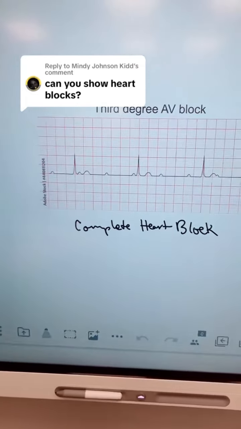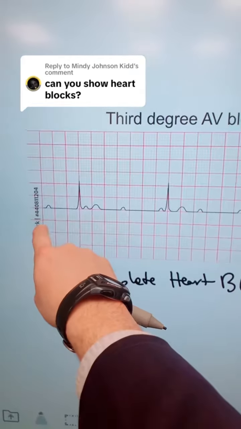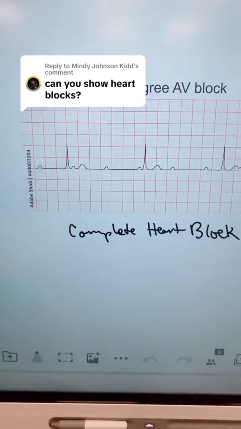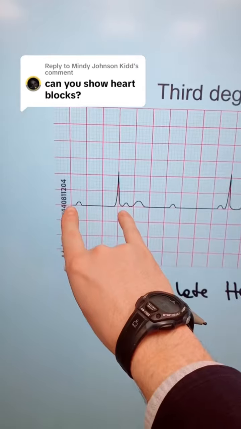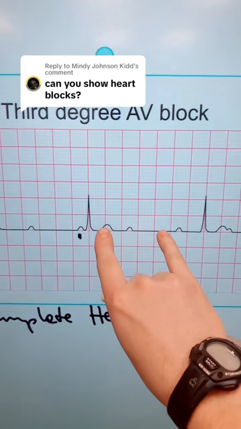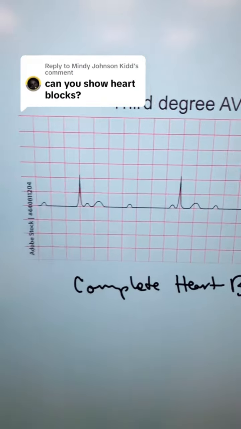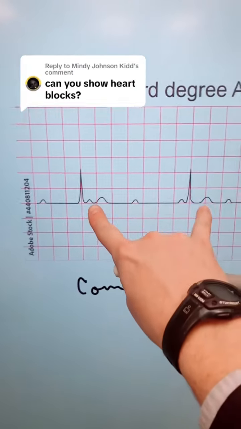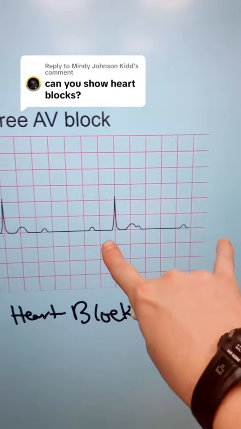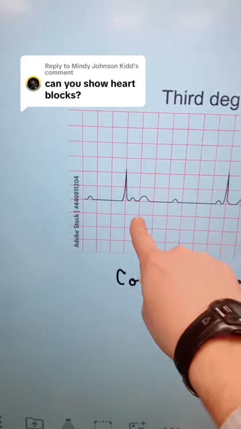And what you need to know about a complete heart block or a third degree AV block is that the P wave and the QRS are no longer talking to each other. If you could march these out, your P waves, they're just the same all the way across. And the same thing is true for your QRSs. You see that they are exactly the same. They march out. But the problem is that they're not talking to each other.